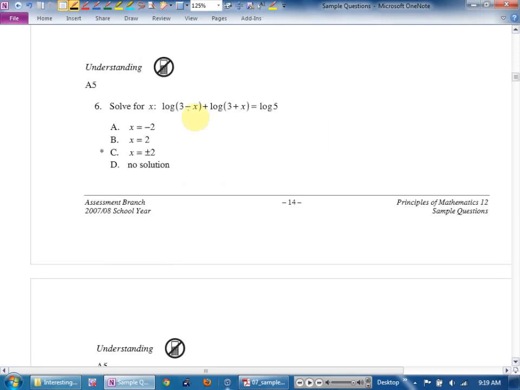We have log questions. Now, this is non-calc. What's adding 2 logs the same as? So you would write this as the log of 3 minus x times 3 plus x equals the log of 5. Do I have 1 log equals 1 log? Yeah, now the logs cancel when I have 1 log equals 1 log.